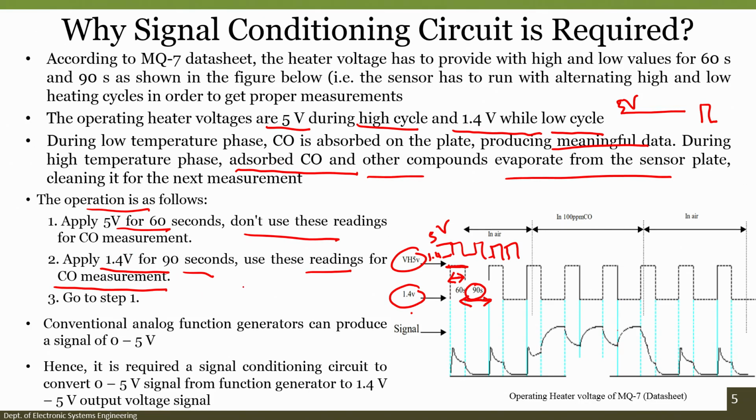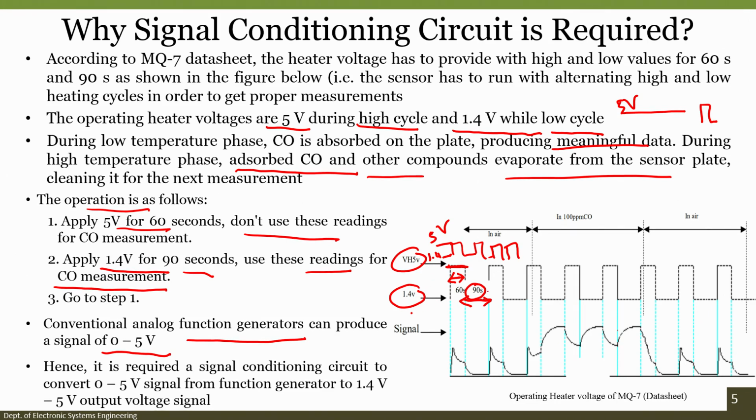So this is the pulsating input that has to be given to the sensor. Ideally, when you are working, how do you get the source? Assume you have a function generator. What can a conventional function generator provide? It can only provide between 0 and 5 volts. So ideally you just connect your sensor to the function generator and give 5 volts. But how do you get the 1.4 volt level of fluctuation, that is 1.4 to 5 volts?